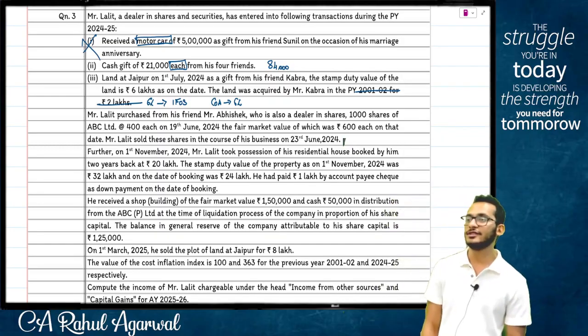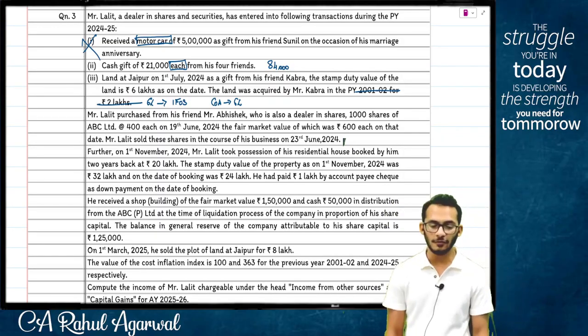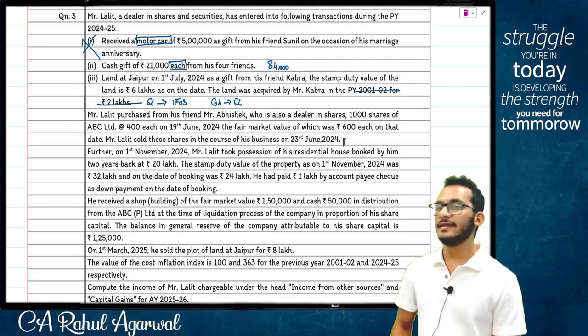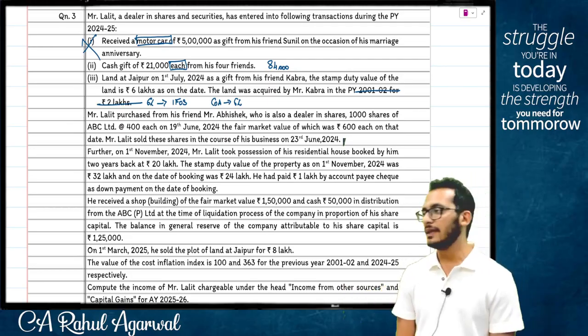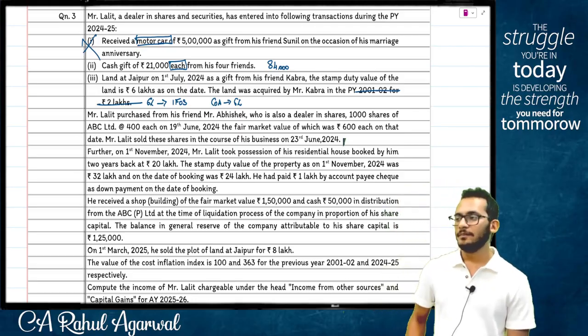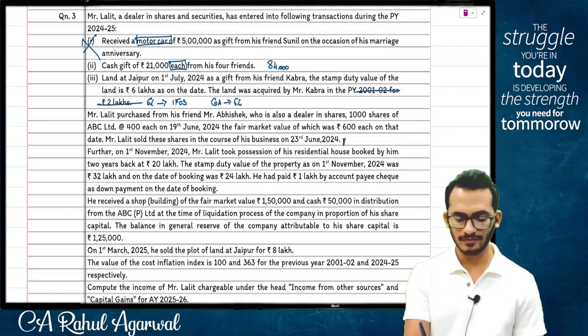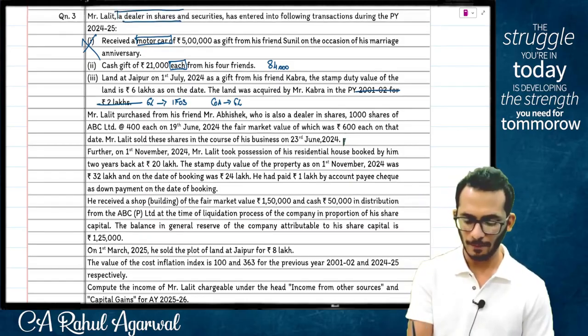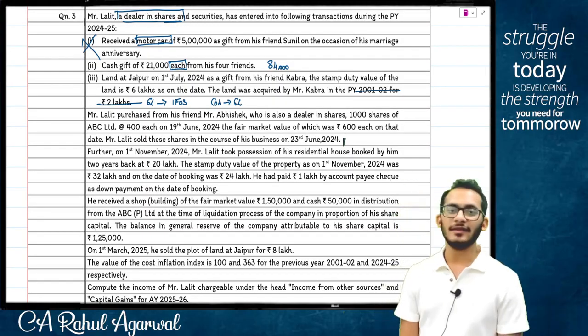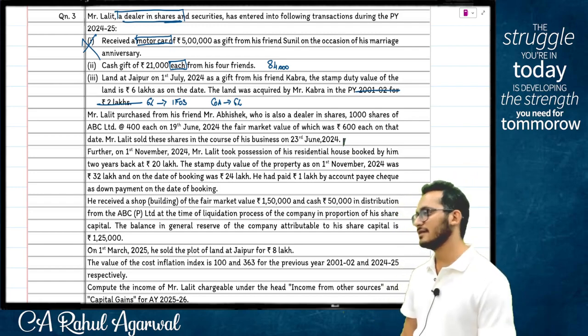People, Lalit has received shares from his friend at a price of 400, which he should have received at 600, which means he received a gift. Taxable under the head PGBP.